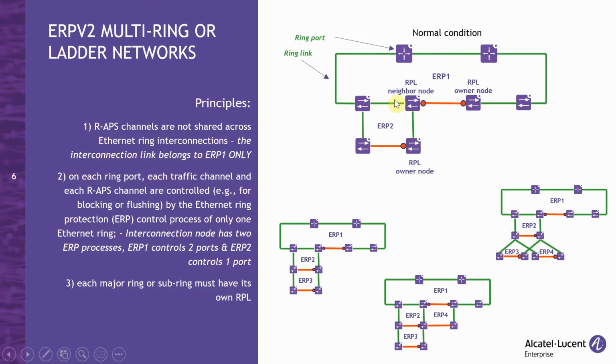On each ring port, each control and traffic channel is controlled by a single ERP process and belongs to a single ring. It means that in this case, these two ports are controlled by the ERP1 process, and this port is controlled by the ERP2 process running on the same node.